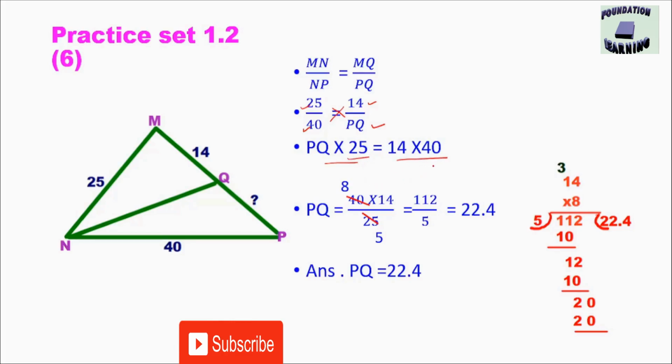After cross multiplying, we got PQ into 25 on one side, 14 into 40 on the right hand side. In order to bring 25 to this side, we will bring it down here, because when you have multiplication and you bring it to the right hand side of the equal sign, it becomes divide. After cancellation, we got 112 upon 5, and after dividing 112 by 5, we got 22.4. So the value of PQ is 22.4.